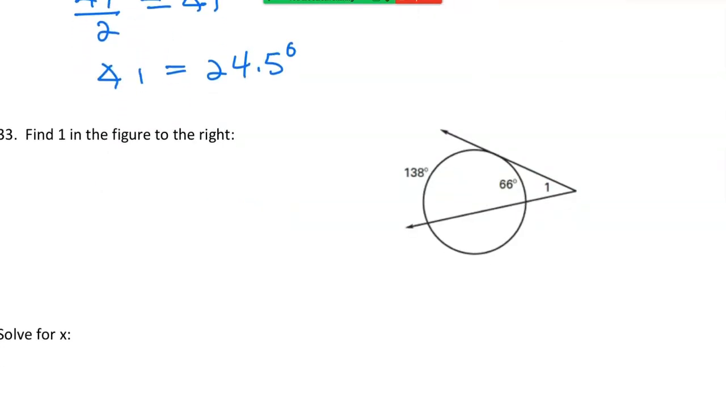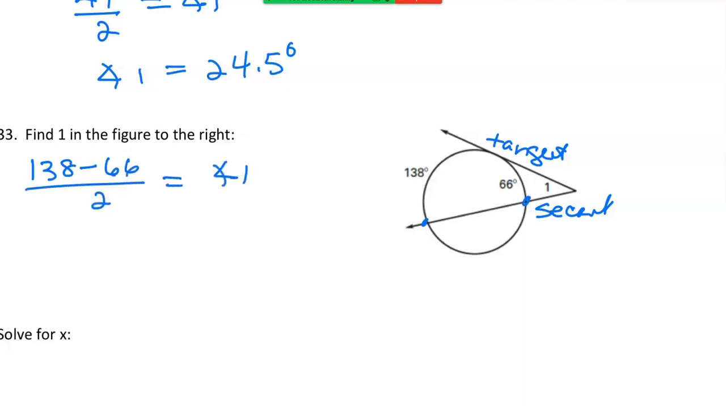I see again I have an angle formed outside the circle. This time it's formed by a secant line and a tangent line. Okay, this is the tangent. This is the secant. It hits the circle twice, here and here. So the rule of thumb for that is you take the larger arc minus the smaller arc divided by 2, and that gives you angle 1. So if you're going to take 138 minus 66, that gives you 72, divided by 2 gives you 36 equals angle 1. Moving on to the next one.